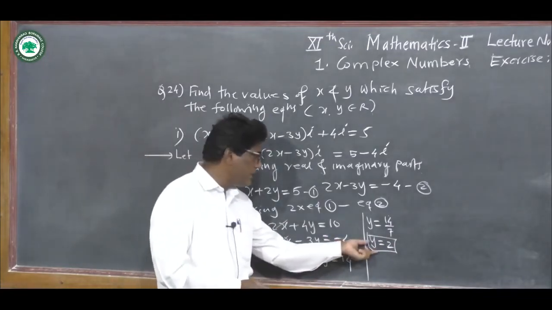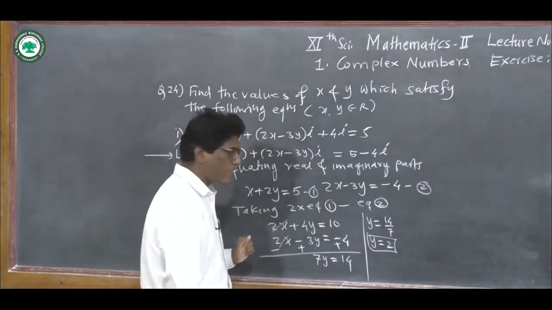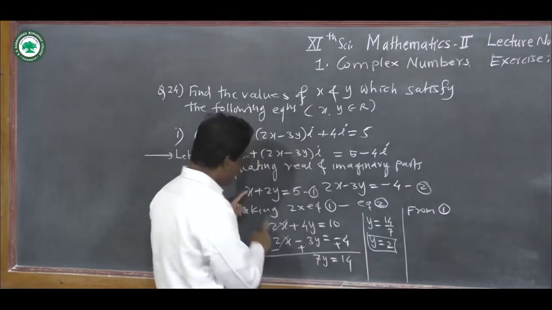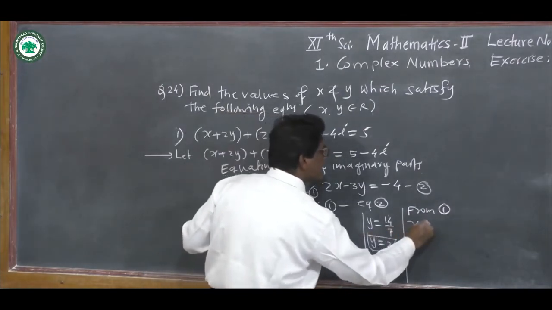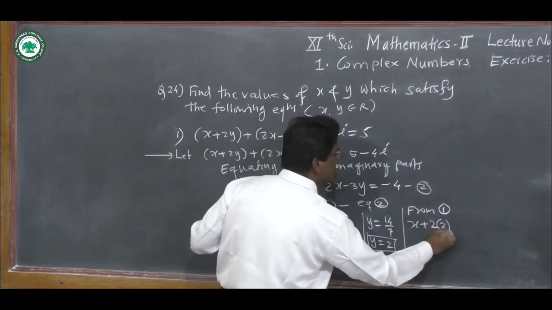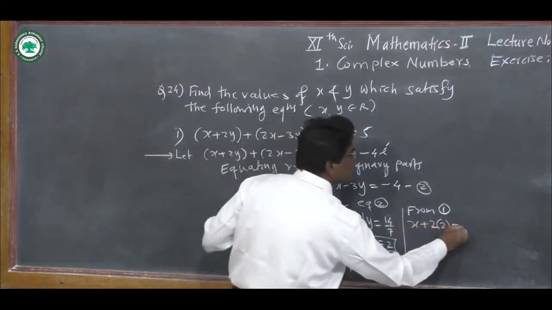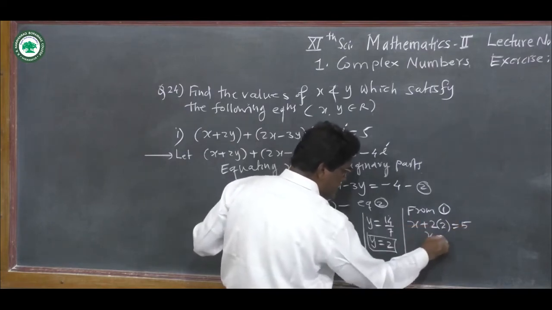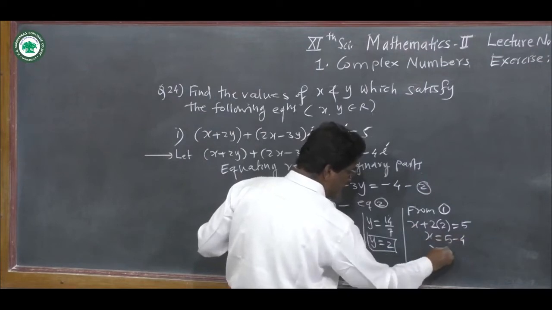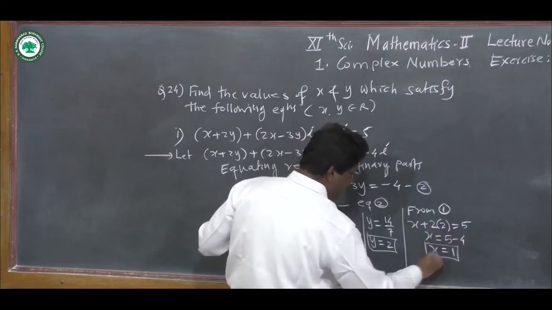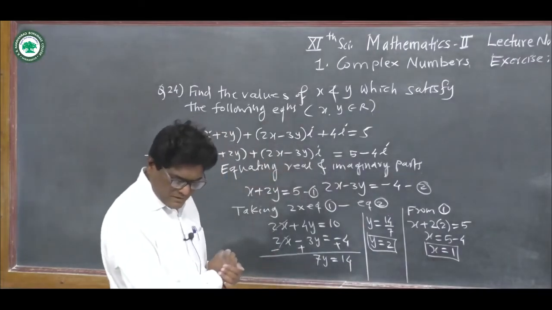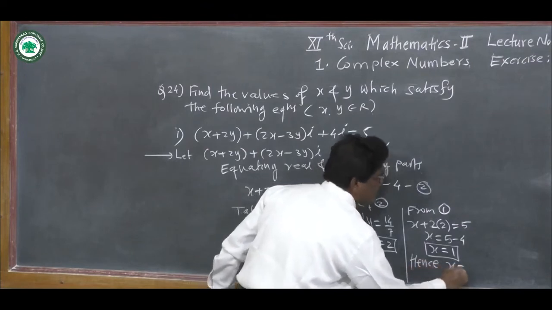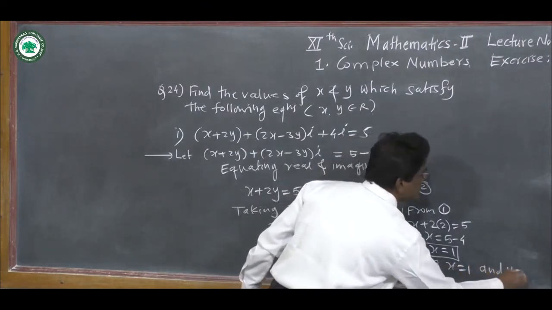Now we put the value of y in equation first or equation second. From equation first, x plus 2y, so x plus 2 into 2, that is 4, and the right hand side is 5, so it is equal to 5. Carry this 4 to the right hand side, so x is equal to 5 minus 4, which is 1. Hence we get x as 1 and y as 2. So lastly, x is equal to 1 and y is equal to 2.